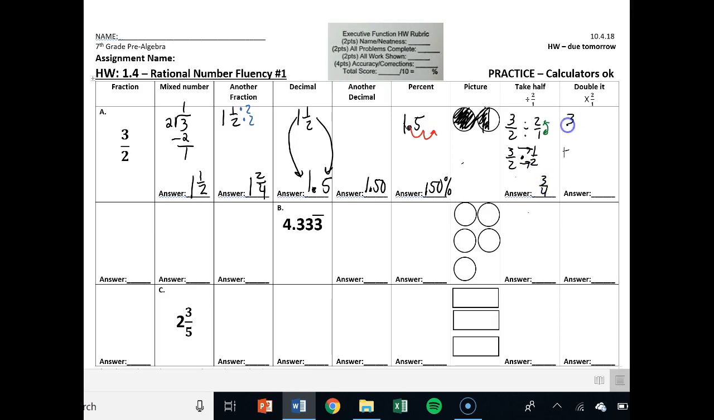For doubling it, I'll take 3 over 2 times 2 over 1. I do not flip, so this is, maybe write a little note to yourself, flip the second fraction, and this one's don't flip.